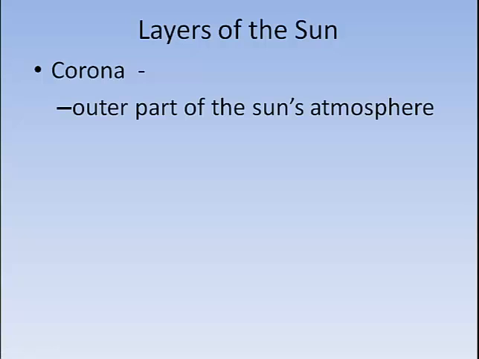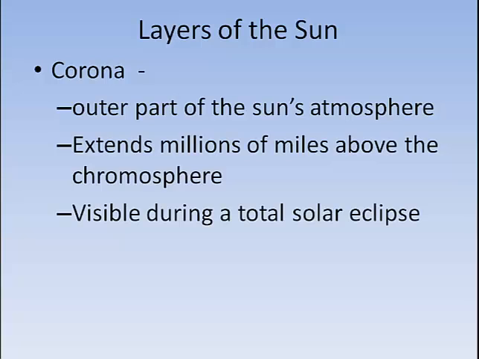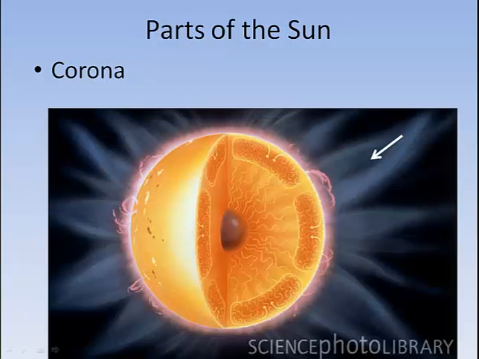The corona is the outer part of the sun's atmosphere, and it extends out millions of miles above the chromosphere. So it's a really big thing. And we can see it only during a total solar eclipse. And it's very much hotter than the chromosphere, or the visible surface of the sun, the photosphere. And in this diagram, this is the corona. Corona means crown, so it looks kind of like a crown around the sun. This is the outer atmosphere of the sun.